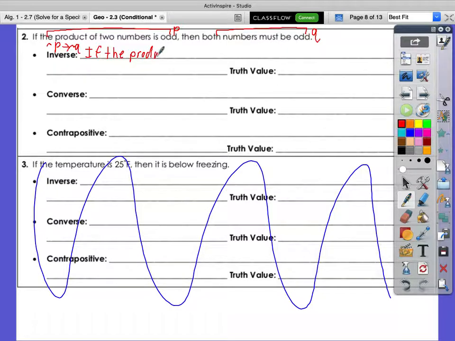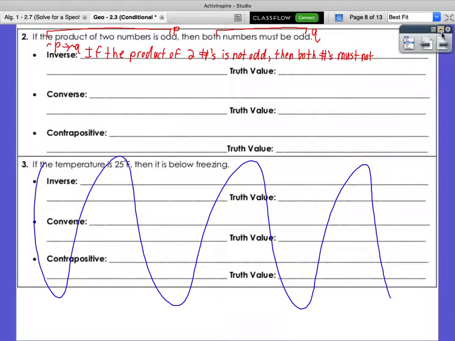If the product of two numbers is not odd, then, okay, both numbers... let me reword that one too. Both numbers must not both be odd. I know it's confusing. Let me reword that again. Okay, I boxed that. Then the numbers must not both be odd. I said then both. That should be then the numbers. If the product of two numbers is not odd, then the numbers must not both be odd.